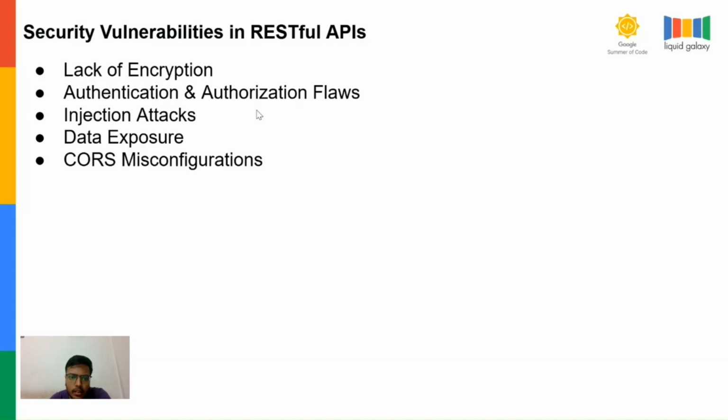There are authorization flaws. Injection attacks can be done because of the lack of encryption. Data exposure can be another issue, and CORS malfunction, that is, issues with cross-origin resource sharing. So understanding these vulnerabilities is the first step in mitigating potential risks.